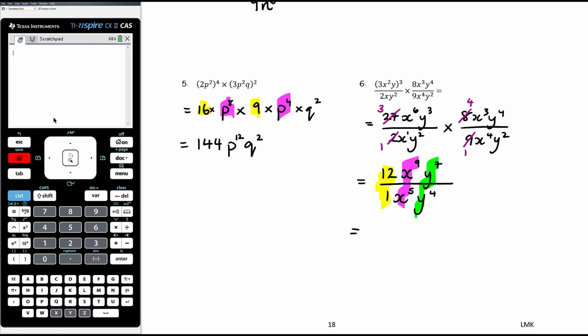Okay, so 12 divided by 1 is just 12. X to the power of 9 divided by x to the power of 5, subtracting the powers, 9 minus 5 is 4, so it's x to the power of 4. Y to the power of 7 divided by y to the power of 4, again subtracting powers, 7 minus 4 is 3.